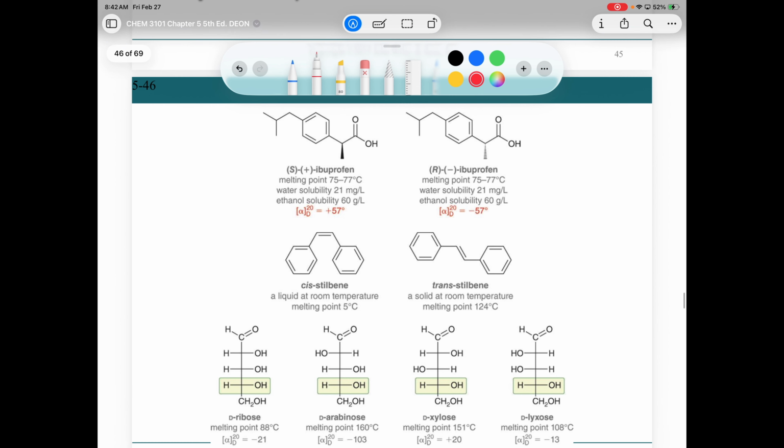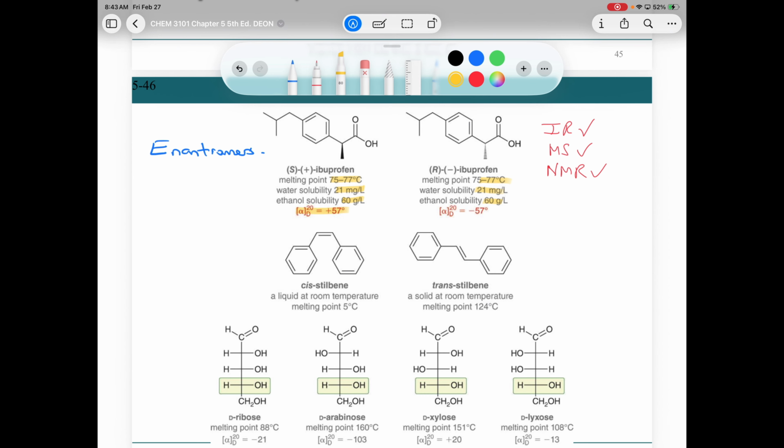This slide here, I just put this on just to illustrate a point. So you see here we have the 2 enantiomers of ibuprofen, R and S. And so we have enantiomers. Okay, so we have R and S. What do you notice? Their melting points are identical. Their water solubility is identical. Their ethanol solubility is identical. Furthermore, their IR is going to be identical. Their mass spec is going to be identical. When we look at NMR, those are going to be identical. What else? Density is going to be identical. Flash point is going to be identical.